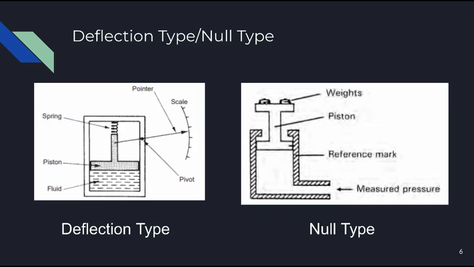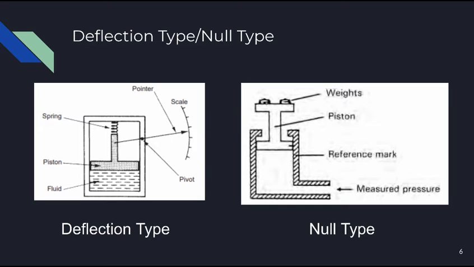Here, weights are put on the top of the piston until the downward force balances the fluid pressure. Weights are added until the piston reaches a datum level, known as the null point. Pressure measurement is made in terms of the value of the weights needed to reach this null position.